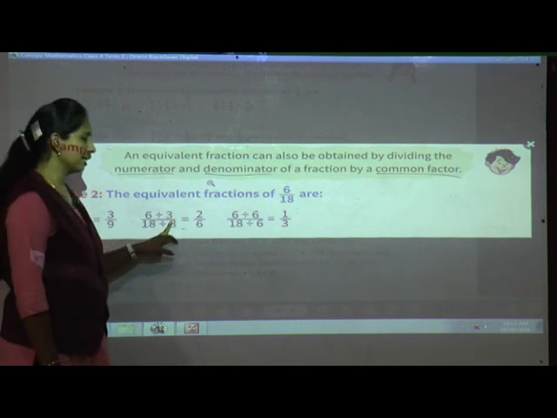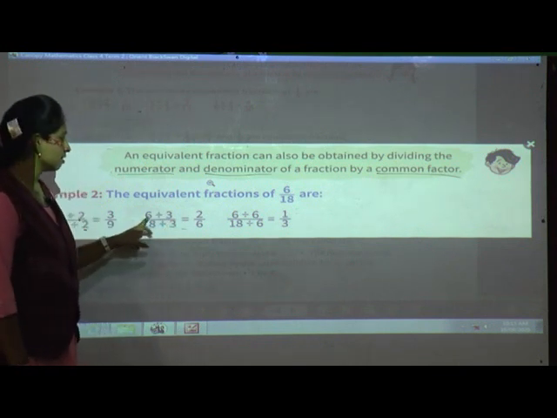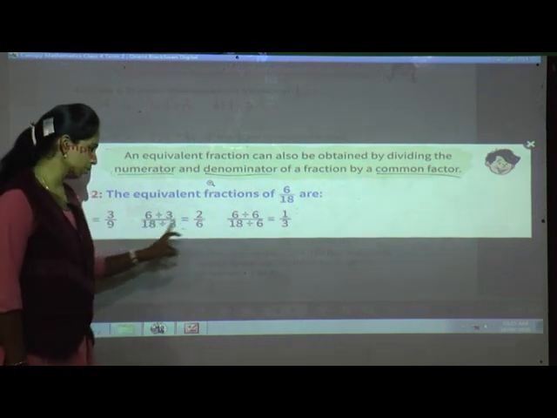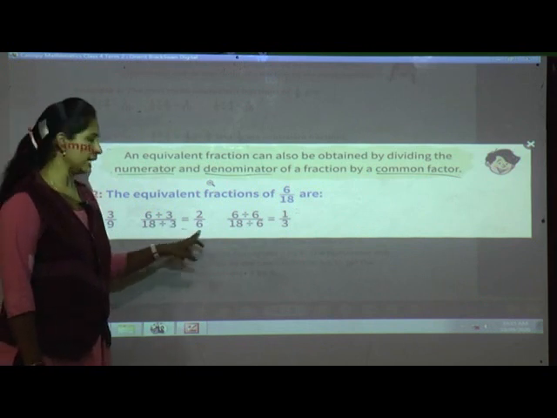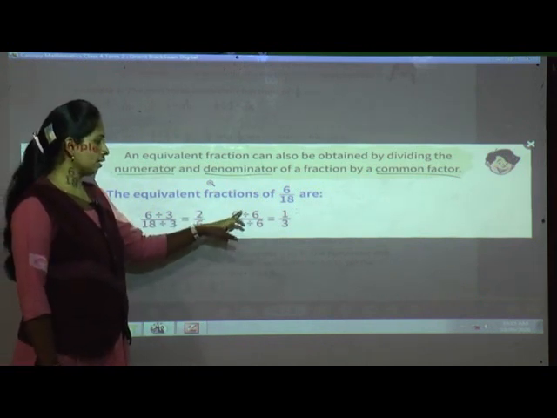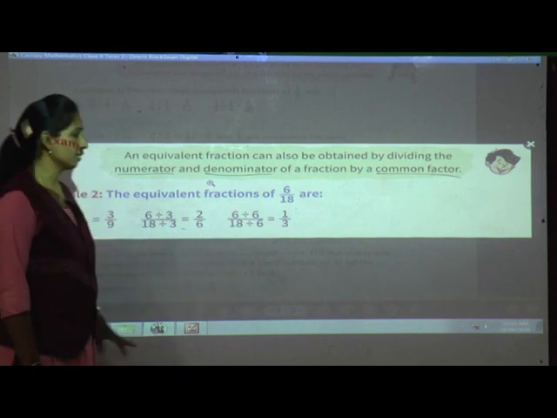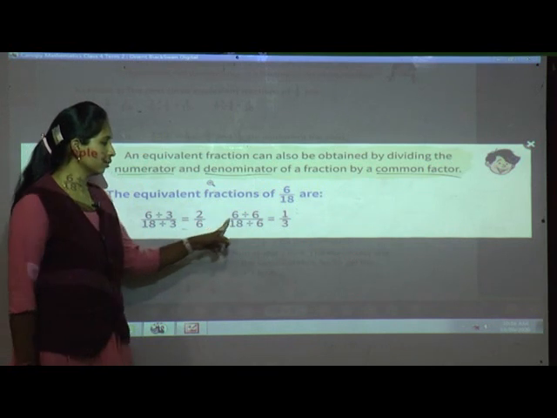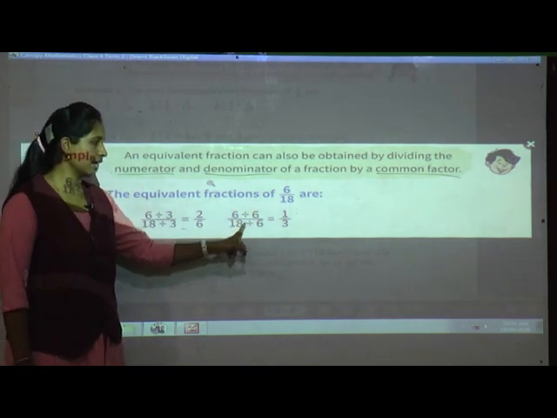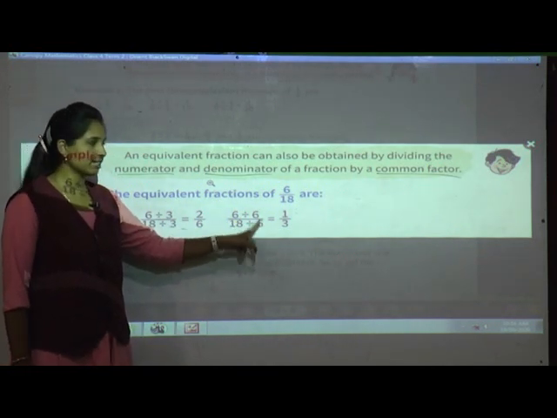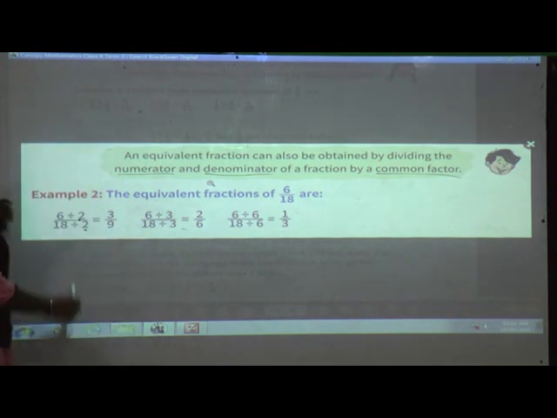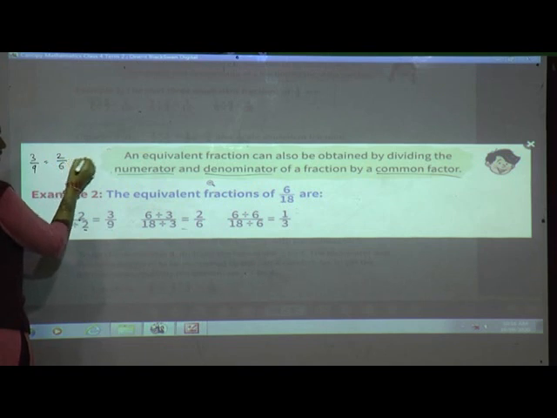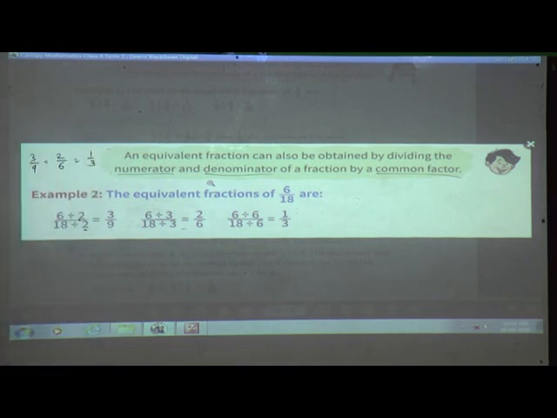Again, if I go with one more number, that is 3: 6 divided by 3, we get 2. 18 divided by 3, we get 6. And again if I go with 6, because we cannot go with 5 or 4, isn't it? So we have to go with 6. 6 ones are 6, and 18 divided by 6 is 3. So here 3 by 9, 2 by 6 is equal to 1 by 3. These are all equivalent fractions.